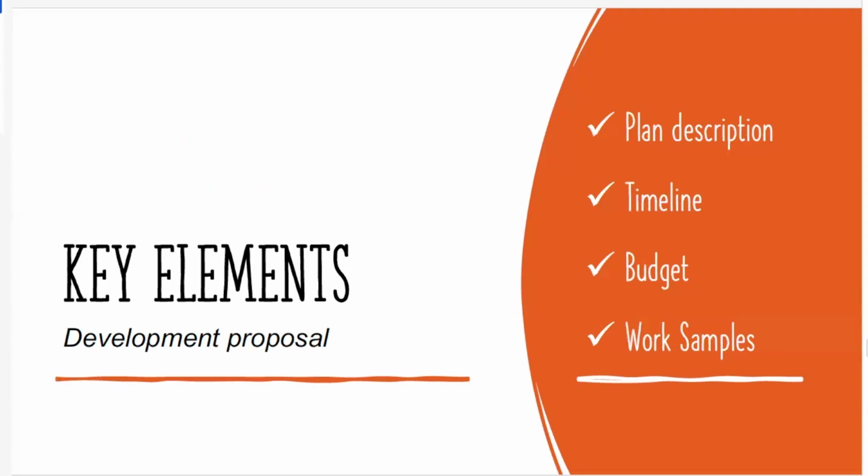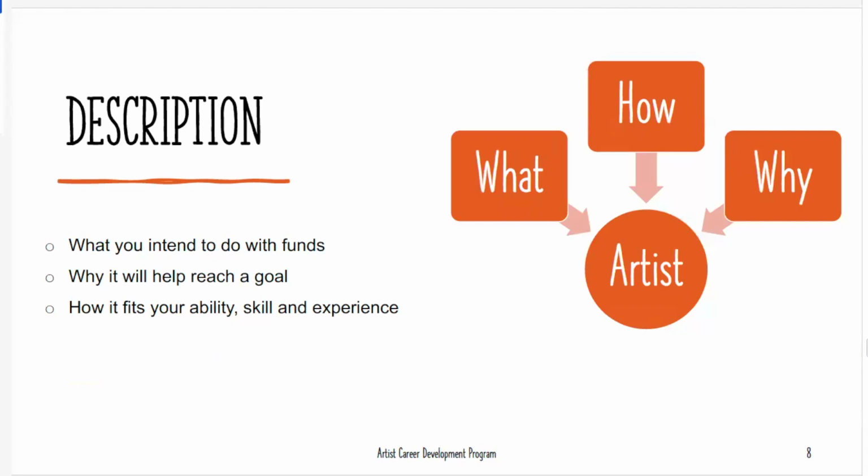Next, we'll be jumping into the key elements of this application. So once you've completed the eligibility section, the rest of the application will become visible to you. So when you first log in and start an application, you're only really going to see the eligibility section. When you complete that, the rest of the application then will show up for you.